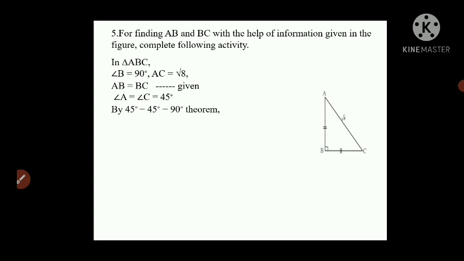From 180, angle B 90 is given. So I will subtract that angle B 90. So 180 minus 90 will be 90. So 90 is left. So now 90 will be divided in angle A and C because they both are congruent. So angle A will be 45 degree and angle C will also be 45 degree. So 45, 45, 90. So this triangle ABC is a 45 degree, 45 degree, 90 degree triangle.